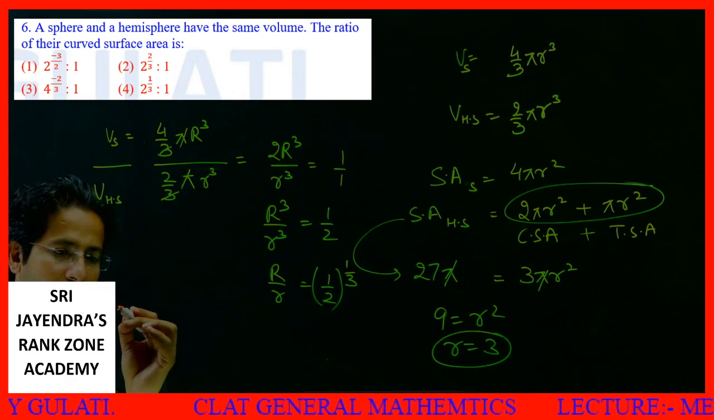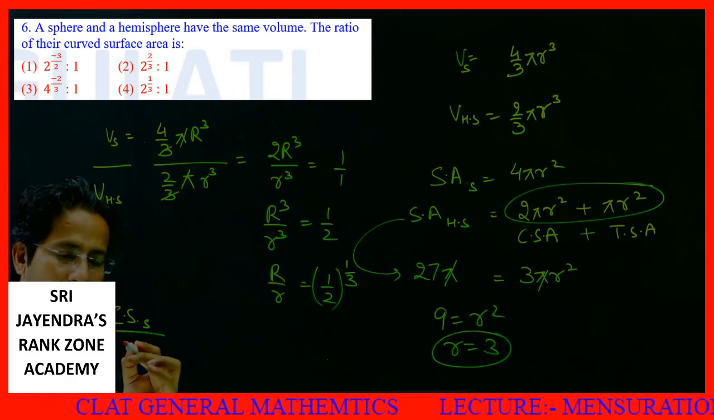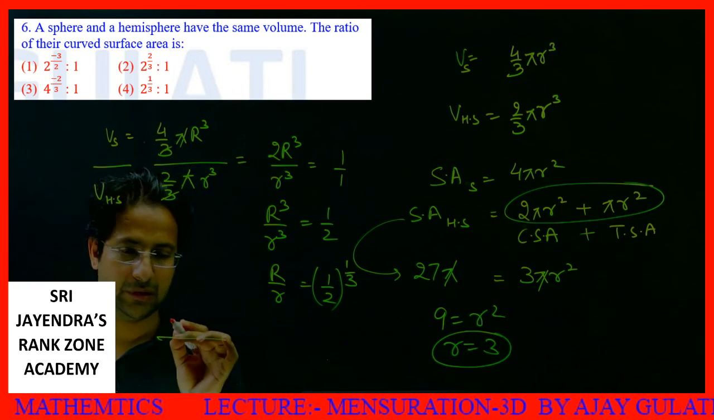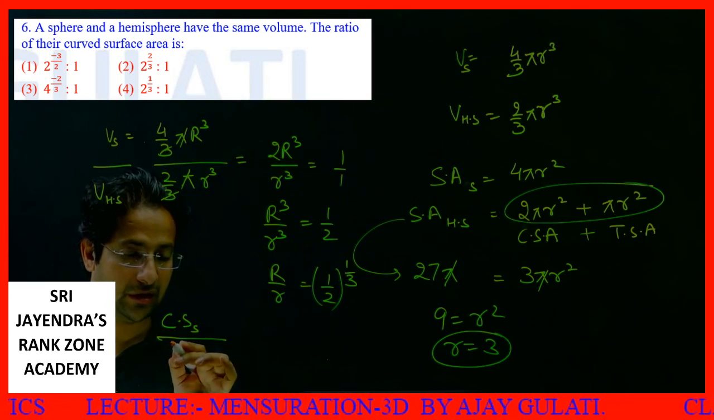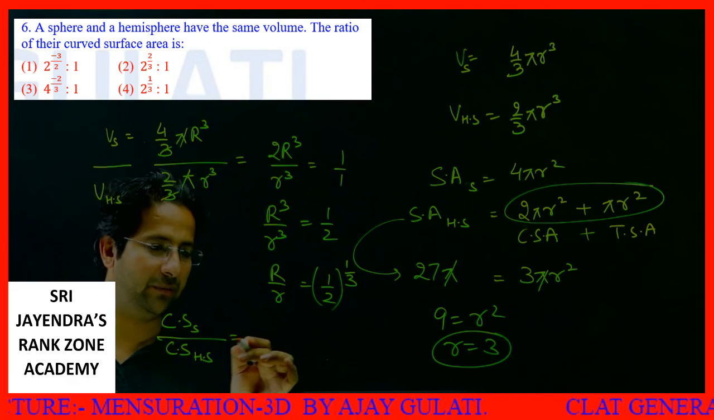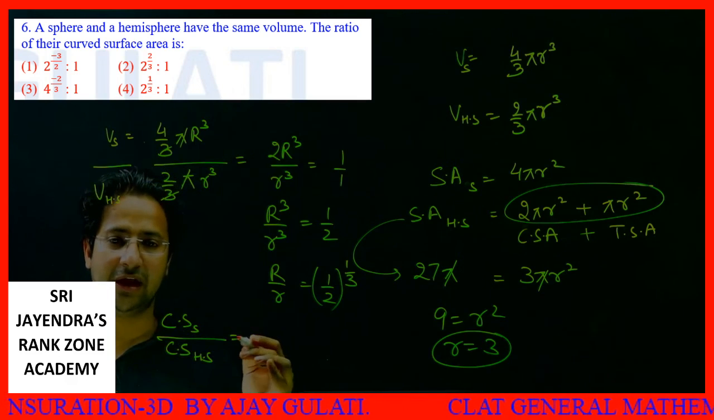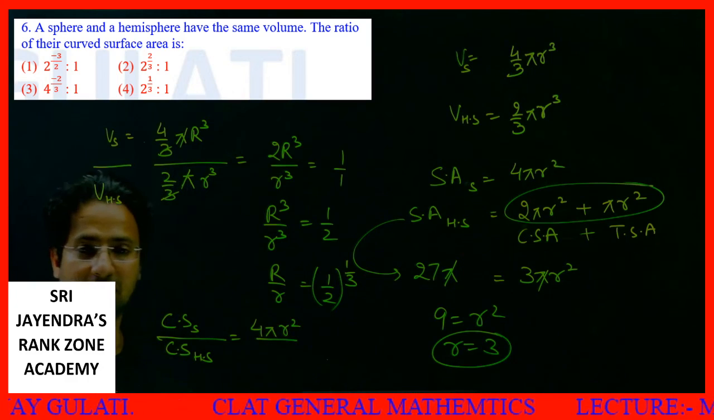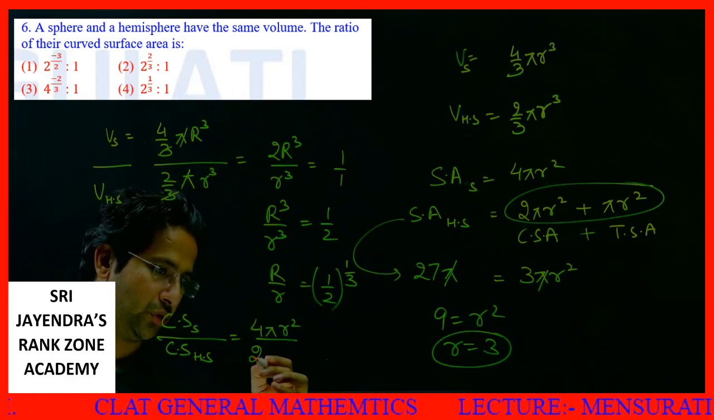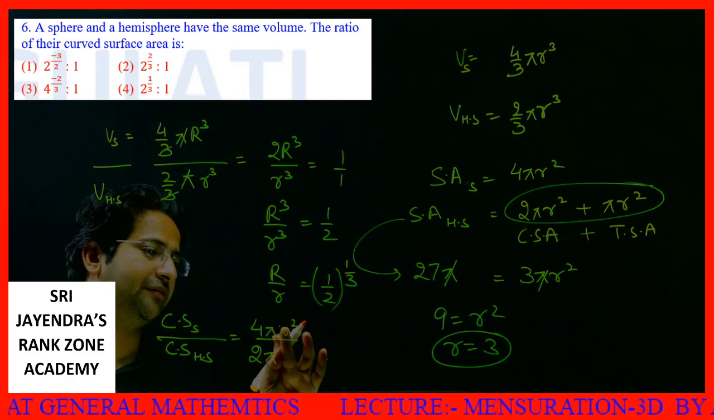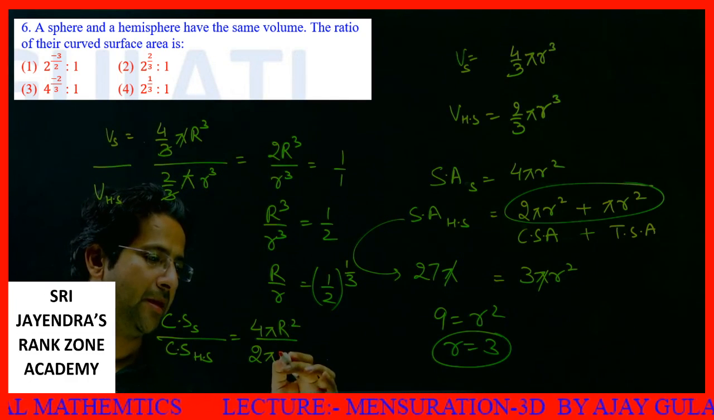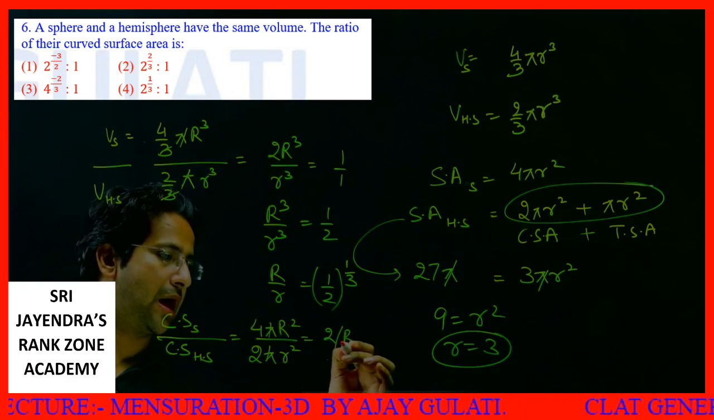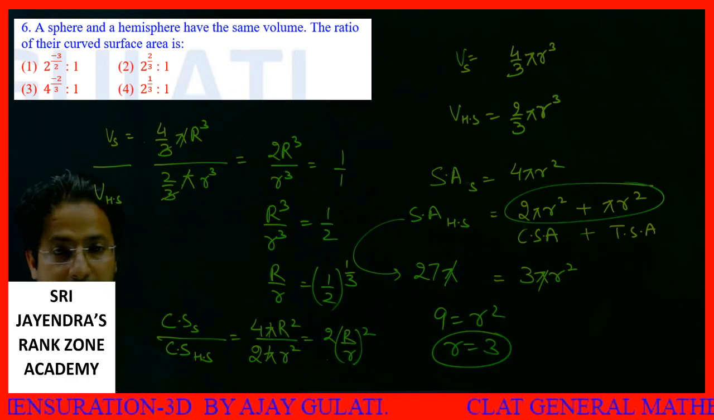See, curved surface area for the sphere, I'll write it over here, and curved surface area for the hemisphere. What is the curved surface area? Curved surface area for a sphere is 4 pi r square. Curved surface area for a hemisphere is 2 pi, and let's say its radius is capital R. Pi to pi cancel, so I get 2 r square by R square.